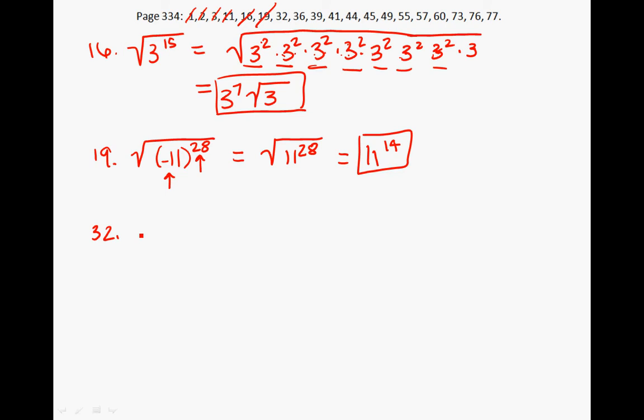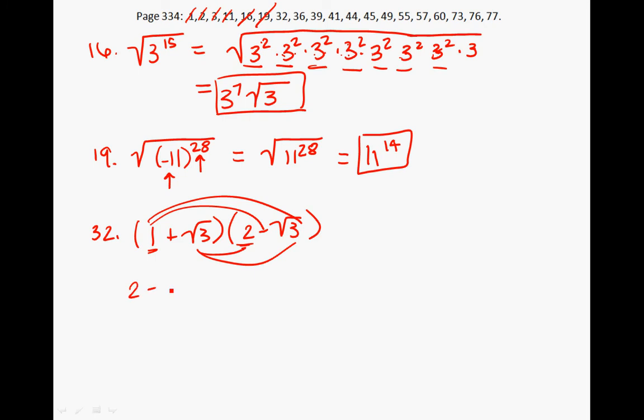32, we have 1 plus root 3 times 2 minus root 3. This is almost the difference of squares, but the problem is that that's 1 and that's 2. So I'm just going to go ahead and distribute it all out.